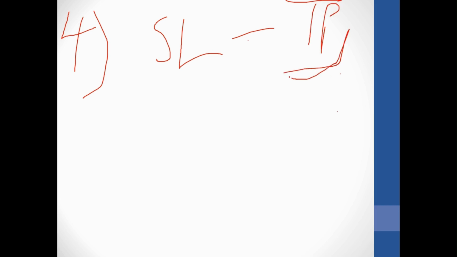Okay, you must also ensure to use stop losses at all times. We are still under managing risk effectively. You must use stop loss at all times. Your stop loss and take profit. If you don't want to use a take profit, that's up to you.